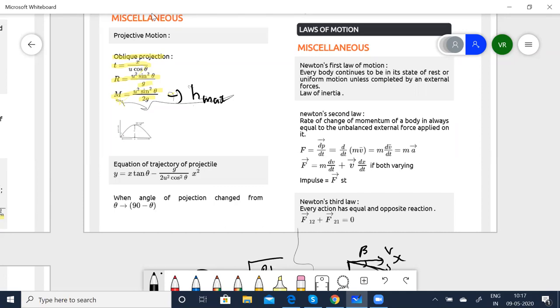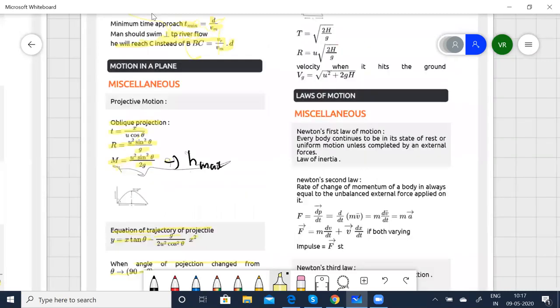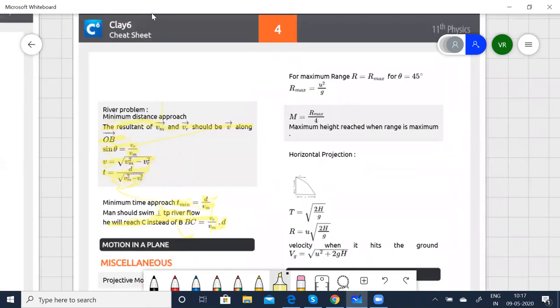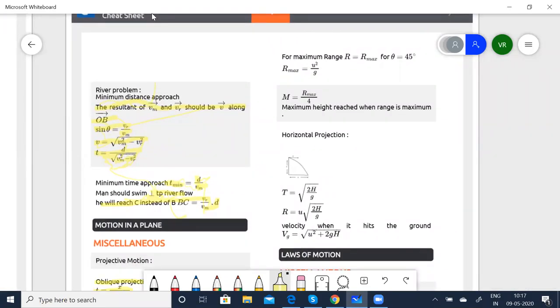Okay. Now, next coming to the equation of the trajectory of the projectile, that is given by y is equal to x tan theta minus g by 2u squared cos squared theta x squared. When the angle of projection changes from theta to 90 minus theta, cos of 90 minus theta becomes sin theta. You can as well use that formula, sin squared theta.